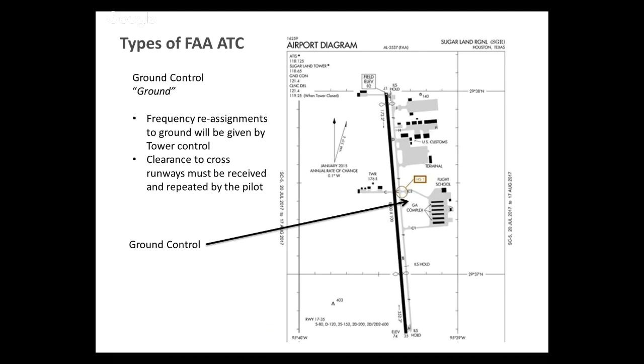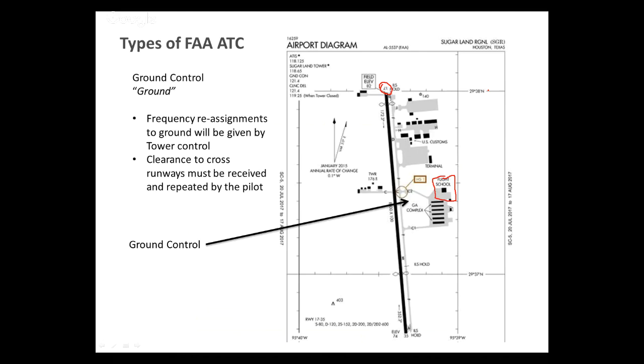And what that means is, let's say you are at this flight school and you request a taxi to runway 17 for takeoff. So, Sugarland Ground, Cessna 1234 at the flight school with information Alpha, request taxi 17 VFR. And then the ground controller is going to acknowledge: November 1234, Sugarland Ground, taxi runway 17 via Charlie 2 and Foxtrot.